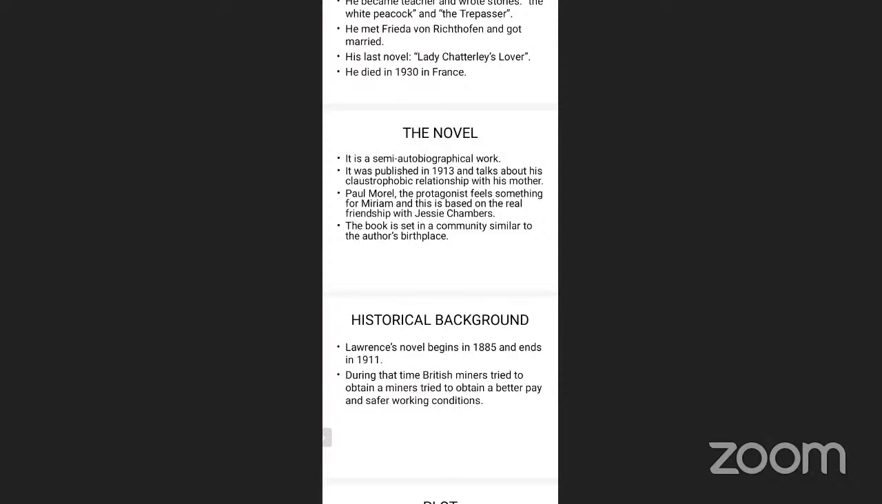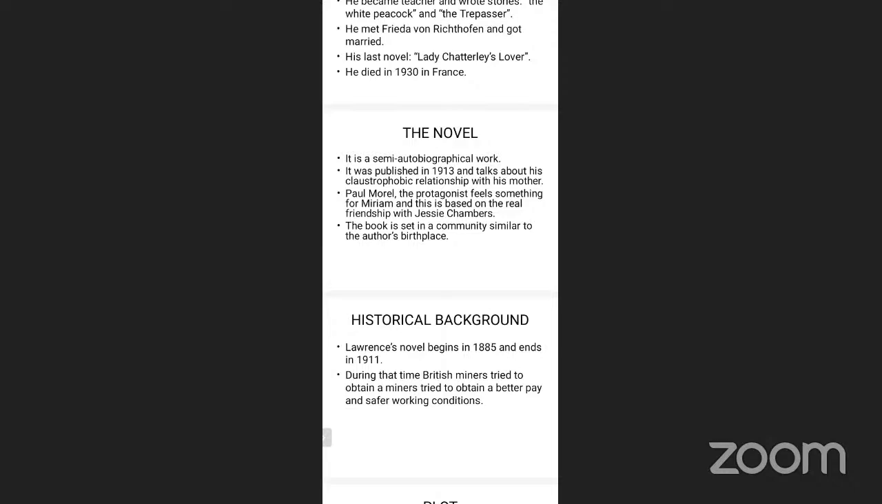Why is it semi-autobiographical? What is an autobiography? Can you tell me, please? If a person writes his own biography, that is called autobiography. And what is a biography? Suppose there is a person and another person is writing about that particular person, then it is biography. So you mean to say that if you write my biography, that will be called biography, and if I write my own biography in my own hands, that will be autobiography.